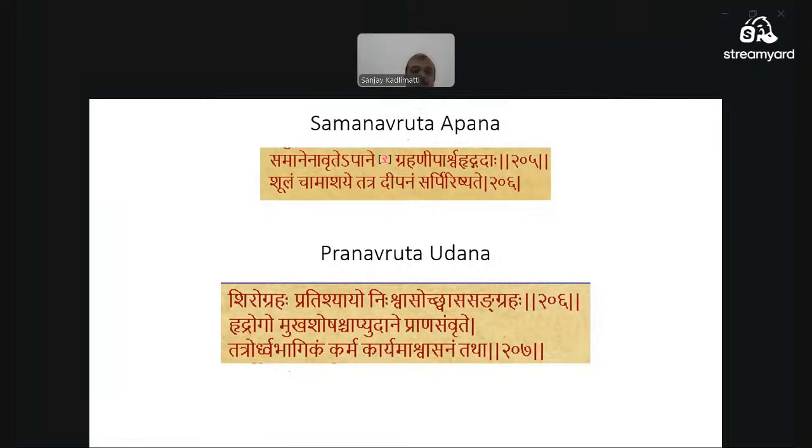Now, Pranavrita Udana. Pranavrita Samana was there, but now coming directly to Udana. Shirograha, Pratishyaya, Nishwasa Uchwasa Sangraha, Prana. Hridroga, Mukhashosha cha, Api Udane Prana Samprate.